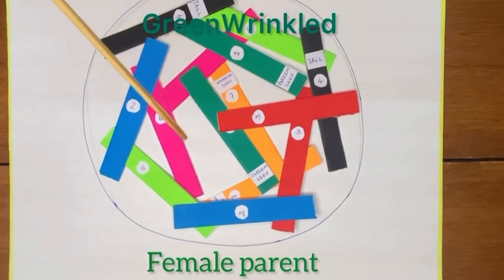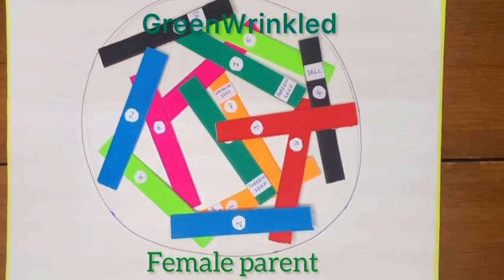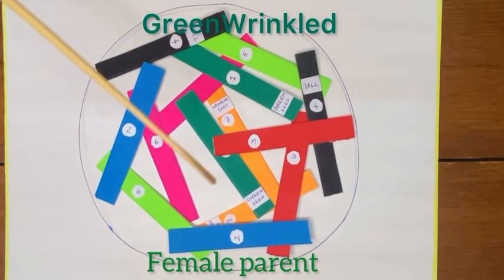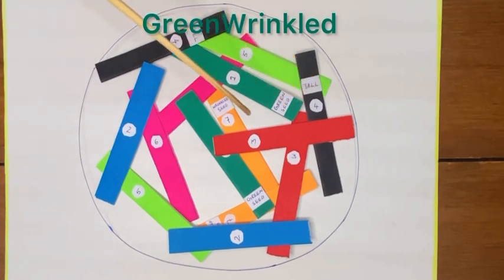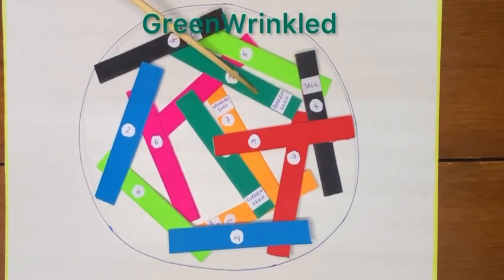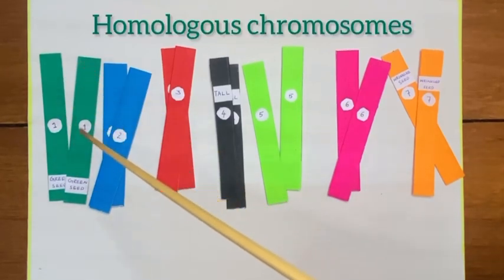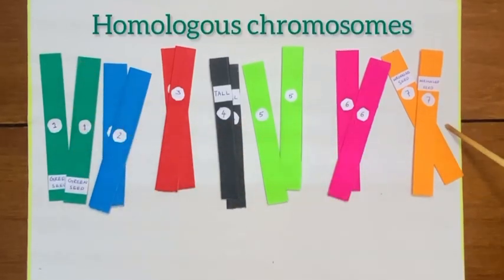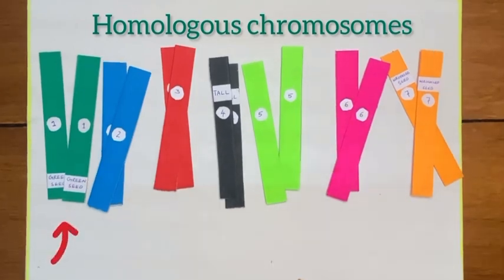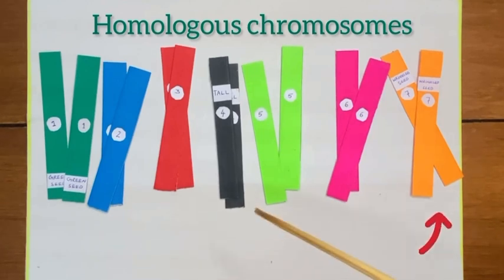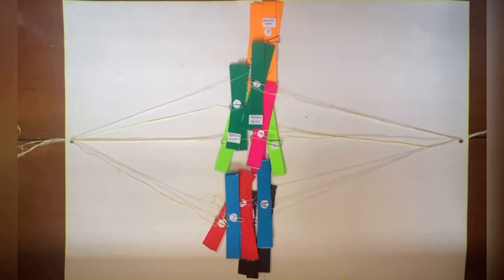And this is the genetic makeup of a green wrinkled seed producing plant. This is the chromosome pattern of a pea plant producing green and wrinkled seeds. Just as we saw in the previous parental plant, here also the first chromosome contains the gene for seed color and the seventh chromosome contains the gene for seed shape. But the difference here is that the seed color will be green and the seed shape will be wrinkled.